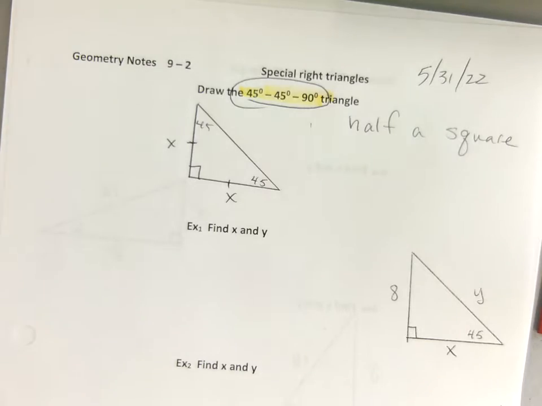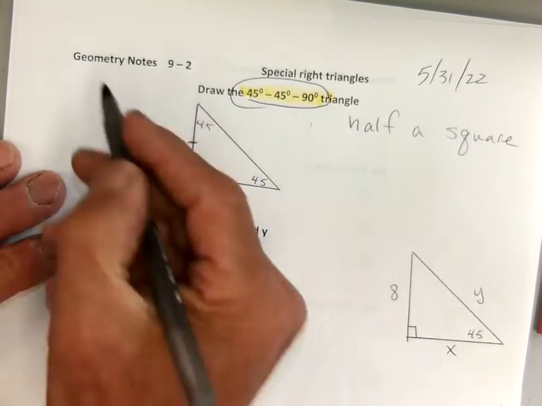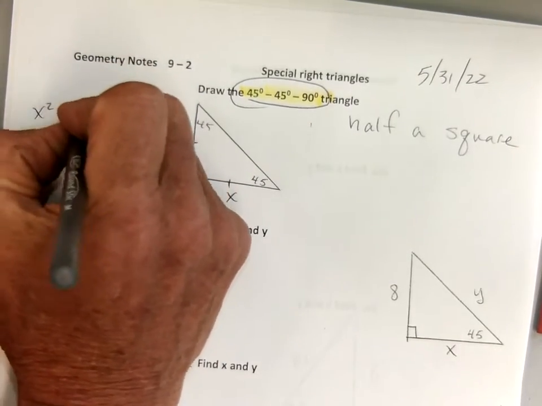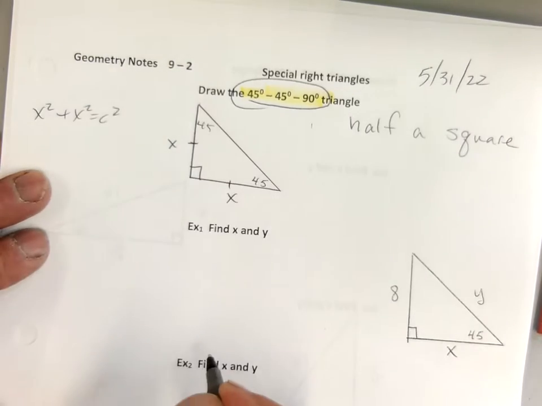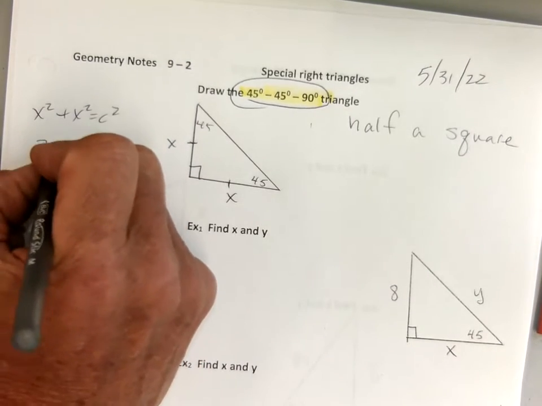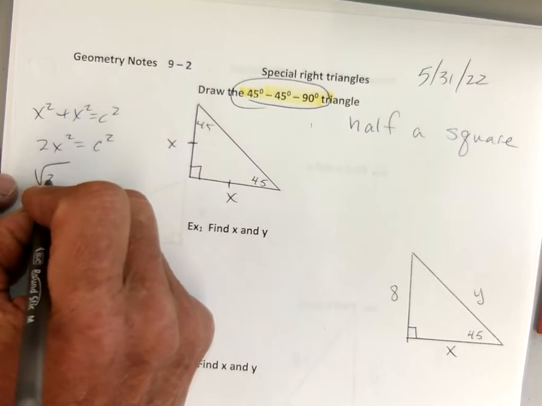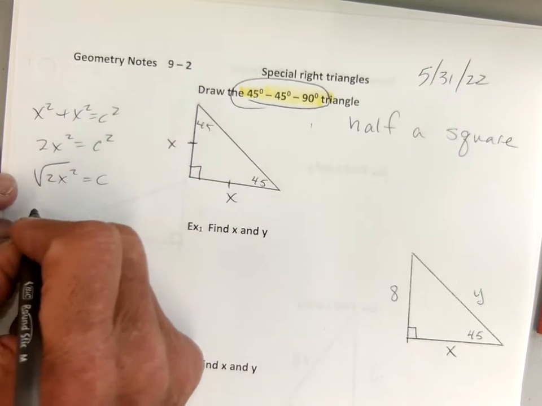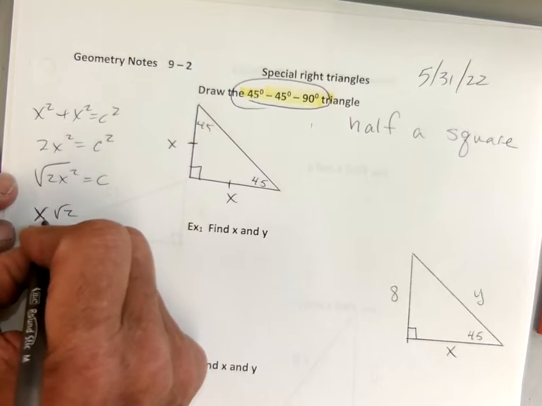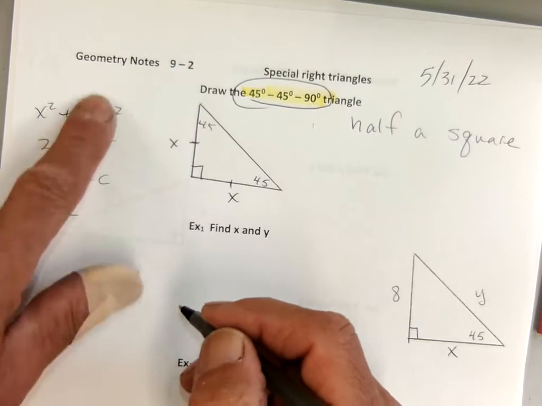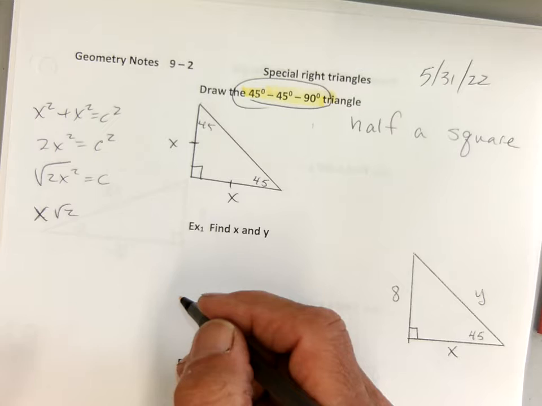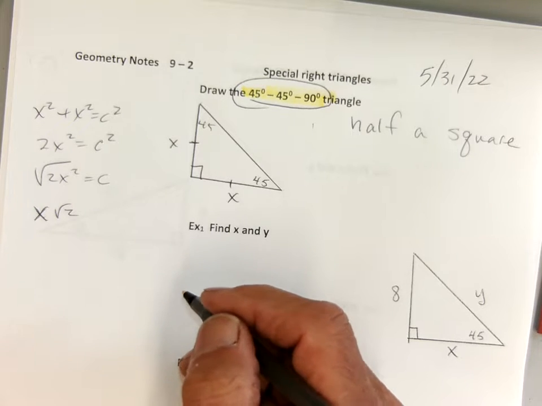Well, then instead of doing the Pythagorean theorem, which we could go, okay, x squared plus x squared equals c squared, we could do this, which is 2x squared equals c squared, which is the square root of 2x squared, which is x square root of 2. Okay, there's the proof, but I don't want to do this all the time. Takes more work.